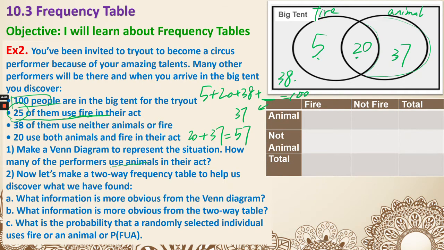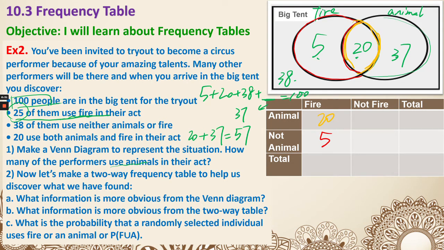Now we're going to change that Venn diagram into a two-way frequency table. First, let's look at this part, the circle on the left, well, the moon shape on the left. That is fire, but there's no animal, so it's fire, not animal. It's going to be right here, 5. Next, we have this middle part, which is fire and animal. That's going to be 20.